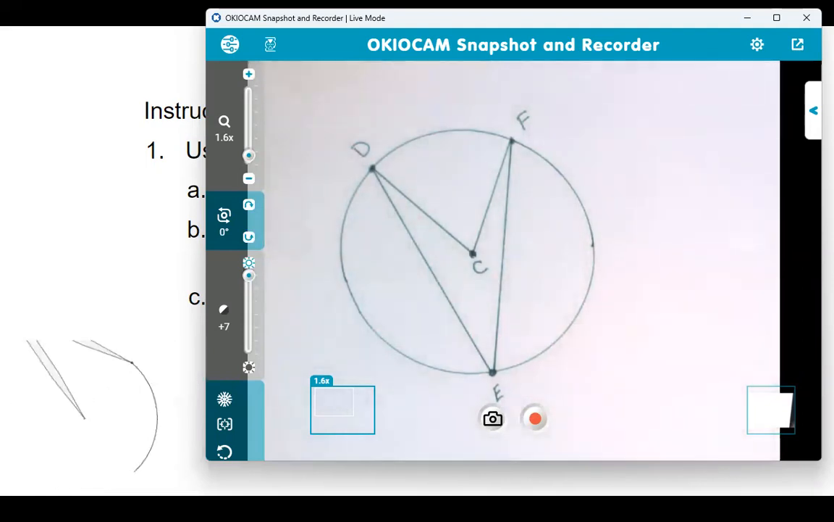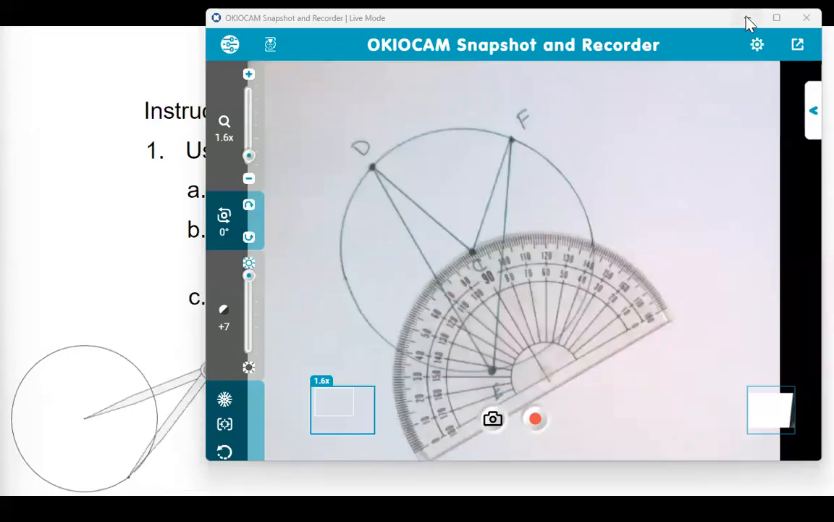Okay, all right. My central angle and my inscribed angle are going to be sharing points D and F, and they have two separate vertices, C and E. Let me walk around and see what you have so far.